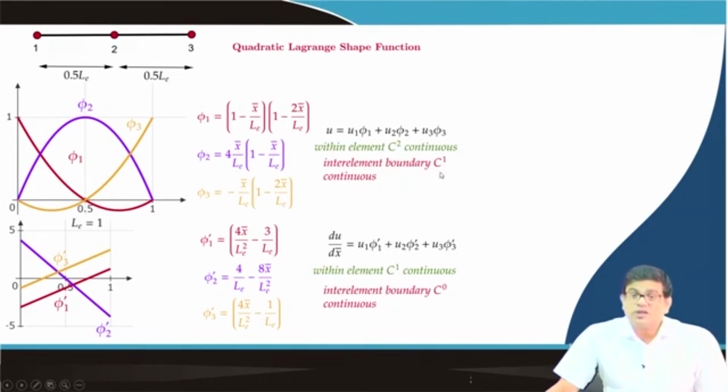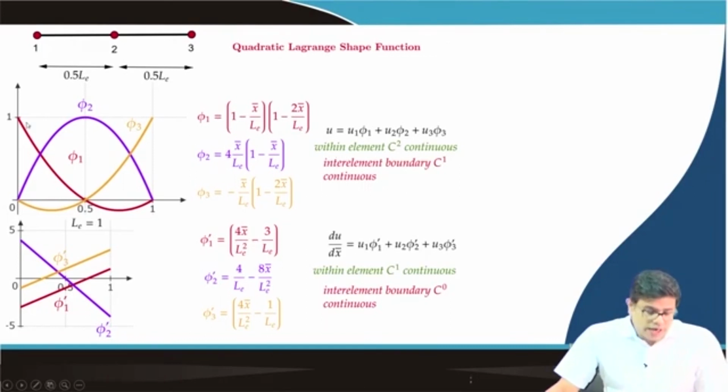In a similar way, what we have seen in the linear polynomial, it is C1 continuous within the element, but C0 continuous at the inter-element boundary. Now the derivative on the other hand is C1 continuous. Obviously one order reduction will happen because the derivative is just a lesser order polynomial. So C1 continuous within the element, but at the inter-element boundary again C0 continuity is expected. So this element is actually globally, if I talk about the field variable U, a C1 element in that sense.